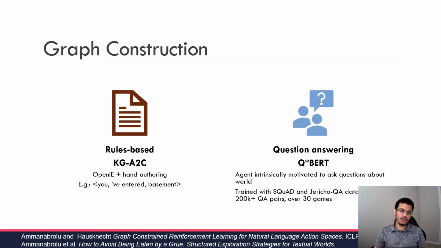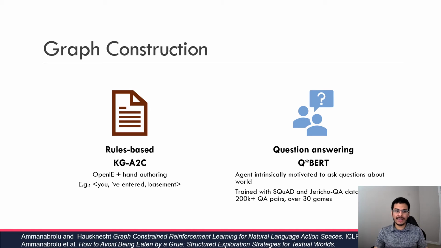And there are 2 ways of doing this. The current way is KGA2C. It's a rules-based approach from prior work, and all this really is, is using an off-the-shelf information extraction system added to some hand authoring to extract the kinds of information that you need.